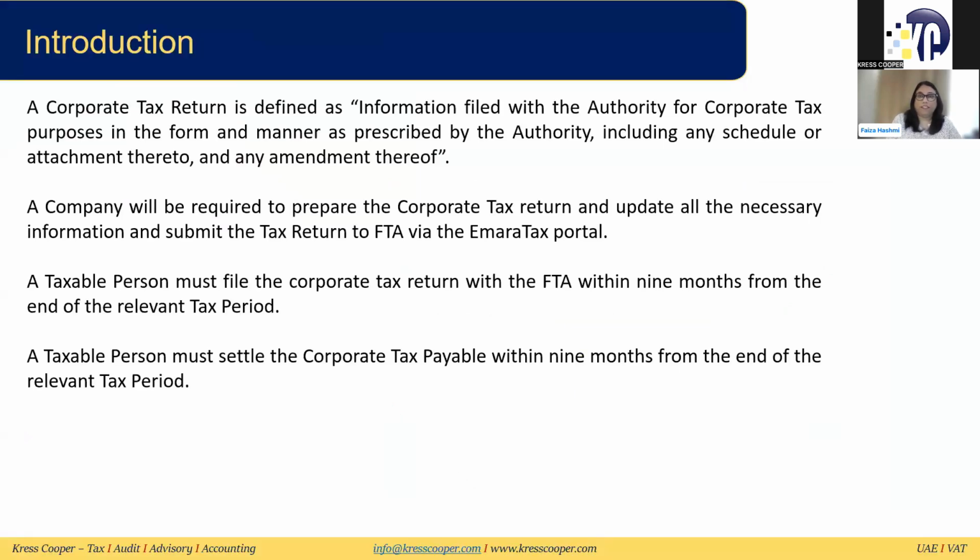Now, corporate tax return is defined in the corporate tax law as information filed with the authority for corporate tax purposes in the form and manner as prescribed by the authority, including any schedule or attachment thereto and any amendments thereof. So this is what we will be discussing today, because certain companies have already completed their tax year. So the corporate tax return is now popping up in the EmaraTax portal for the companies, and they're required to fill this information. That is why the topic of today is how to fill this corporate tax return.